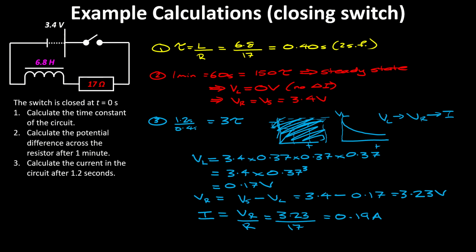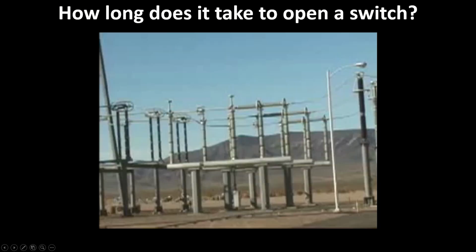First of all, how long does it take to open a switch? Your gut reaction might be, well, it's instantaneous, but it's not actually instantaneous. Now, this video is a 500,000 volt switch. So this is an extreme example, but what happens when the switch is opened?